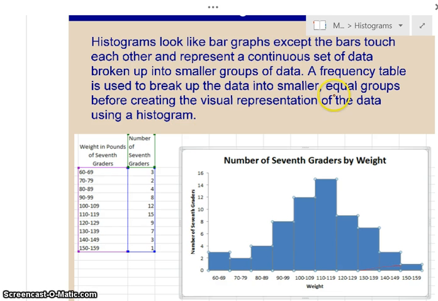Okay, so we might want to highlight equal groups, because each of these has to be equal. And you'll be actually creating these yourself.